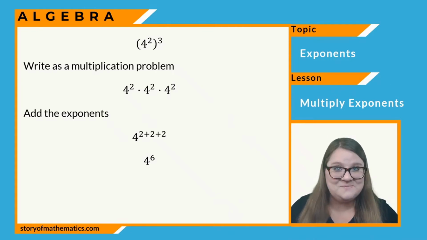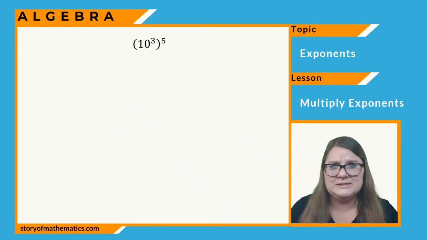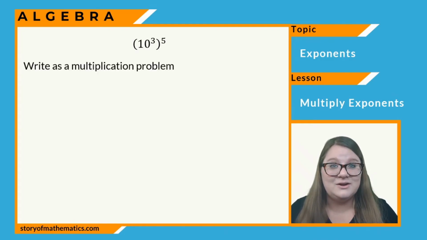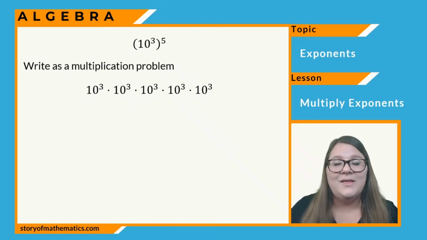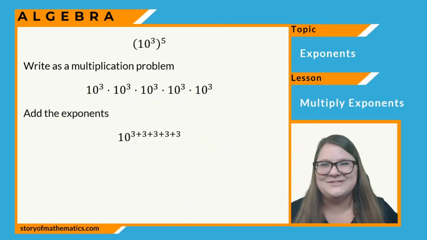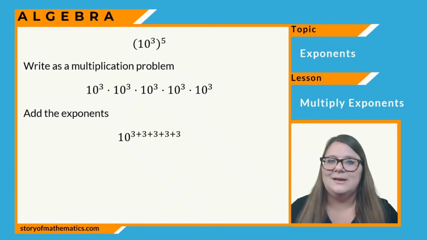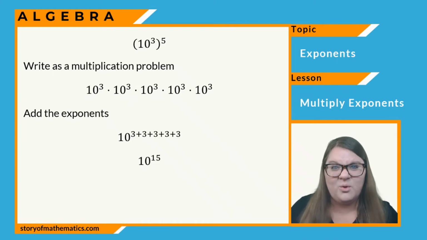Now, that wasn't so bad using my traditional rule, but what happens if I gave you something like 10 to the third to the fifth? What's a little sneaky about this is I have to write out 10 to the third 5 times in order to make it a multiplication problem. Then I'm going to add the exponent. So I have 10 to the 3 plus 3 plus 3 plus 3 plus 3, which equals 10 to the 15. You can see that that was just a little bit more work.